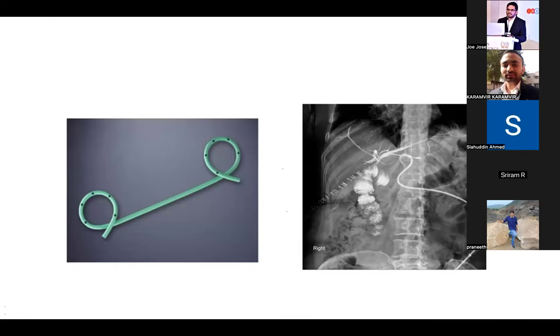You need to know the difference between a metallic stent and a plastic stent. That is also very important. The metallic stent has better patency, so if it is blocked, you can unblock it using an interventional procedure. The plastic stent has less patency, and if it is occluded, you need to remove it. You can't clear the occlusion. So that's one more thing.